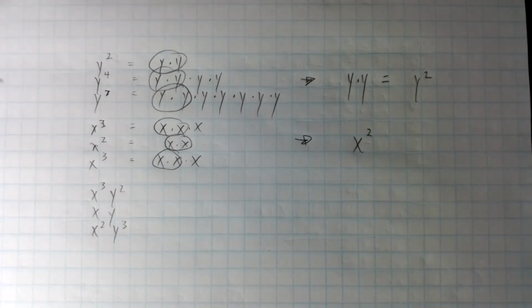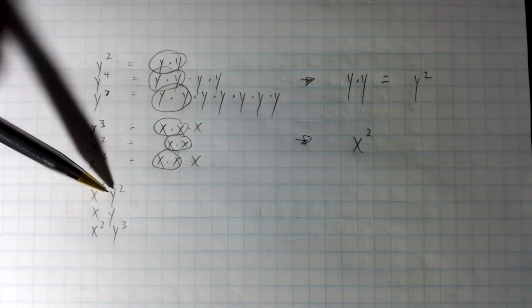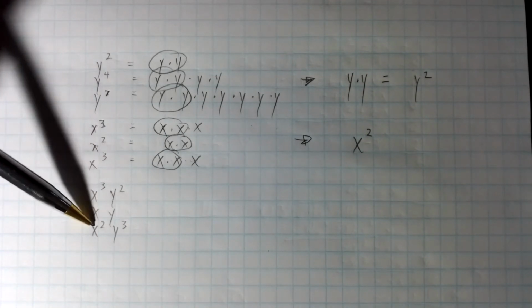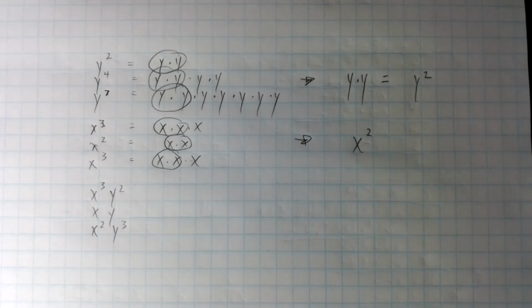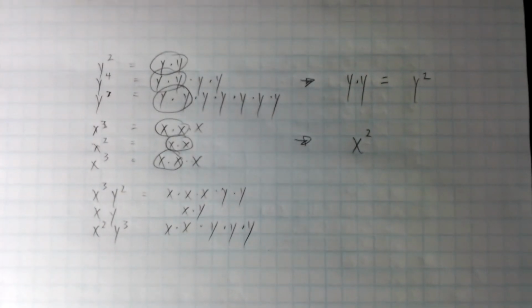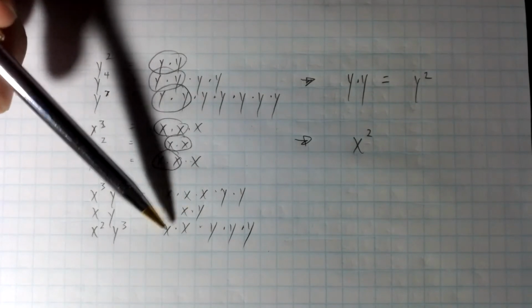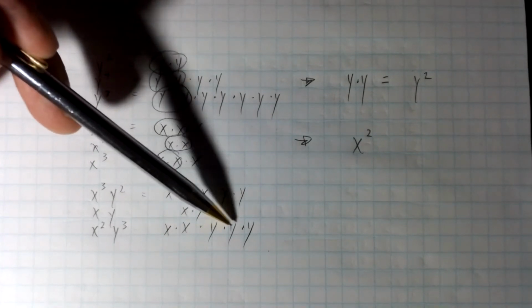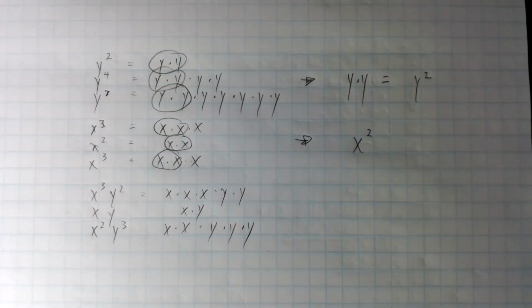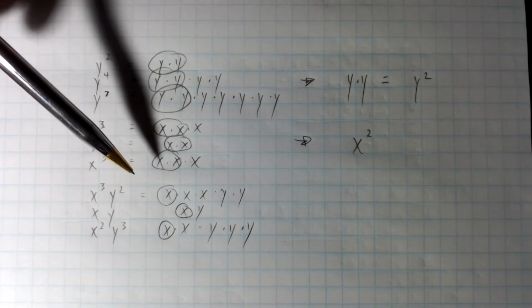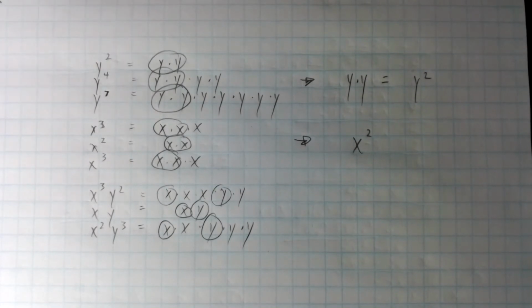All right, here's my next set of products. X cubed times y squared, x times y, and x squared times y cubed. I would expect you should do this in your head, but again, we'll do it the long way on this one. So here I've written it out. X times x times x times y times y, x times x times x times y times y times y. What do they have in common? They each have 1 x, they each have 1 y, and that's it.